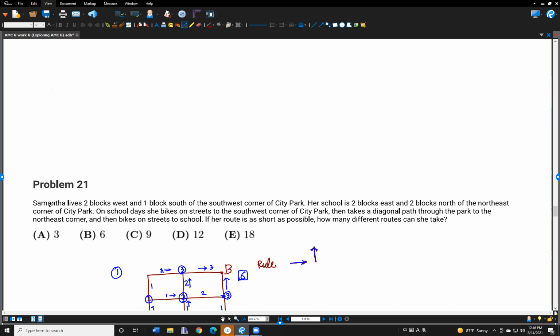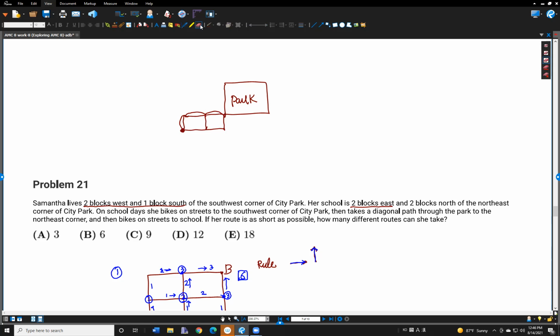But this one looks like this one. Someone lives 2 blocks west. This looks like a park. Southwest corner of City Park. Southwest. So what does that mean? Southwest over here. 2 blocks east, 2 blocks north. No, over here. Okay, this is southwest. 2 blocks west, 2 blocks south, 2 blocks west, 1 block south. Looks like this way. 2 blocks west, 1, 2, and down. Right, he lives over here.